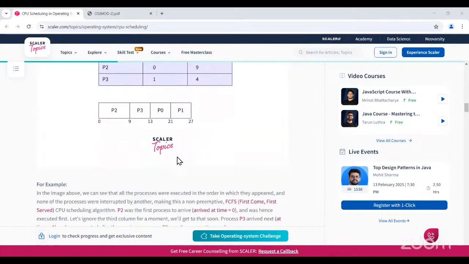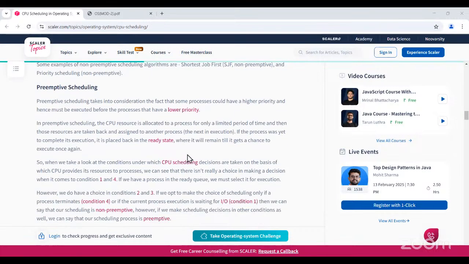One is preemptive and one is non-preemptive. Now what is this preemptive? You see here, this is preemptive. Are you able to understand, guys? Are you able to understand what I mean to say, what I'm saying here?